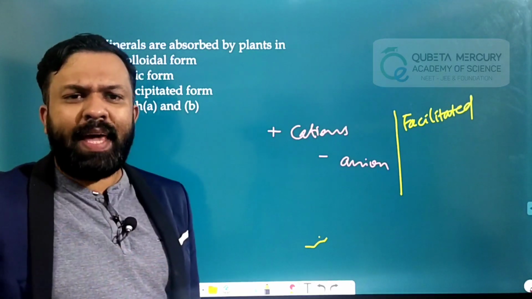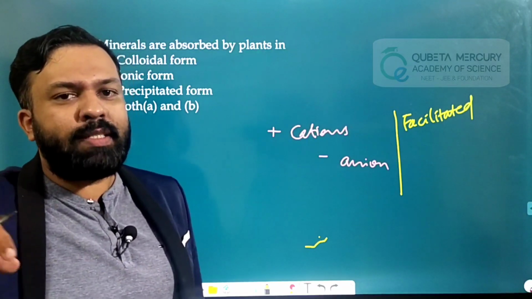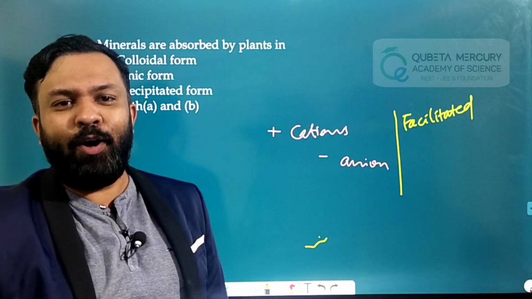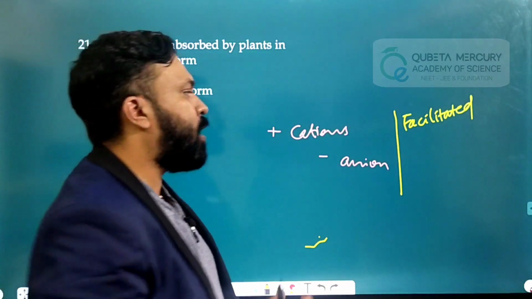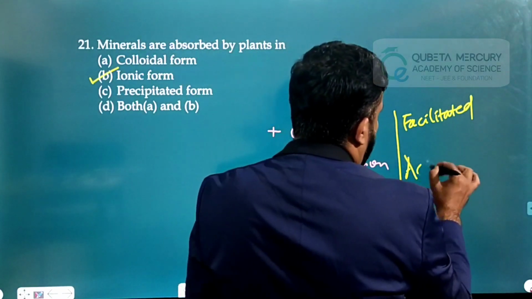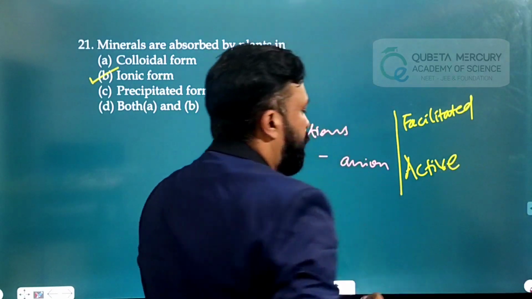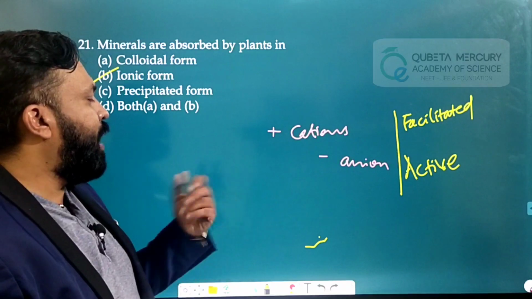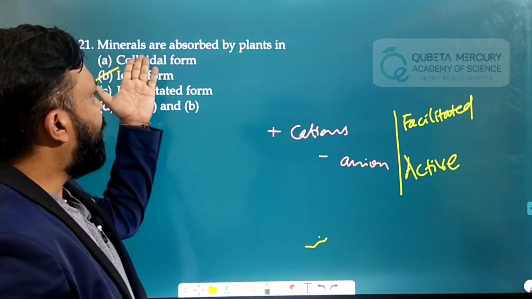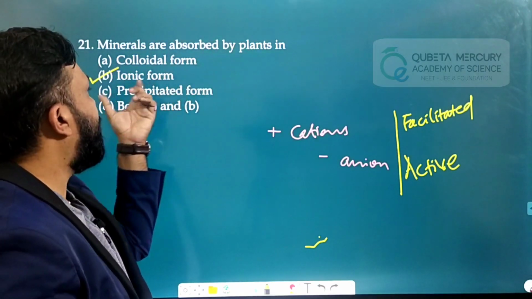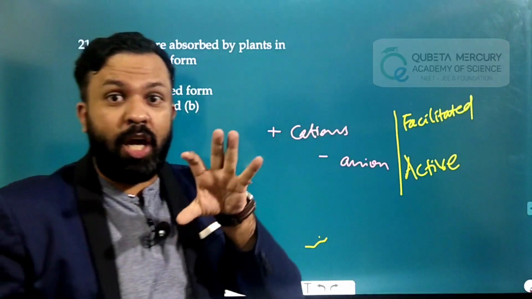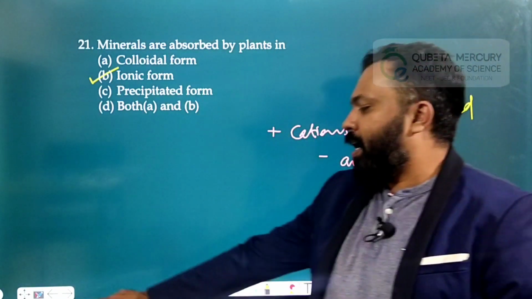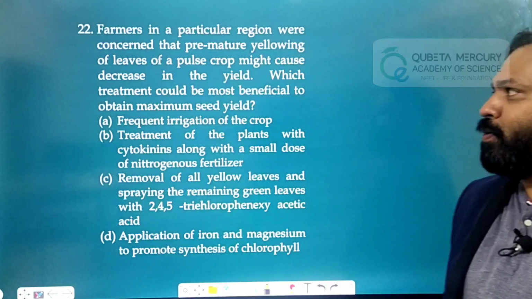And in most instances, the mineral concentration is much higher in the plant body and lower in the soil. Thus the plants will take up those minerals by active transport, which will spend energy, and that is with the help of carriers alone. So the minerals are absorbed by plants in ionic form, charged ion form, right? Yes, that's it. Here comes question number 22 for you.